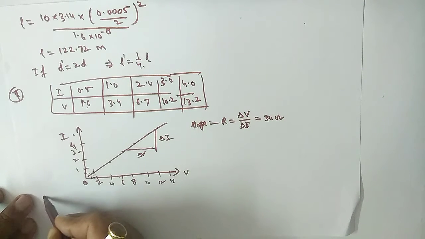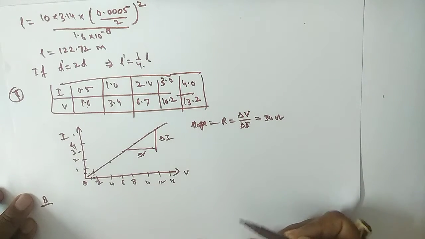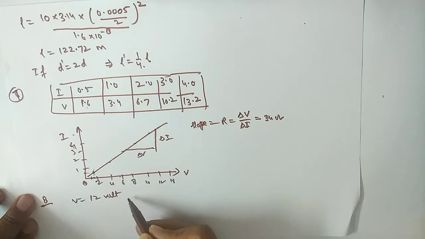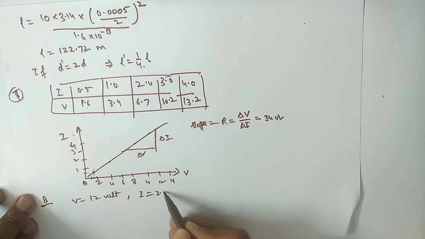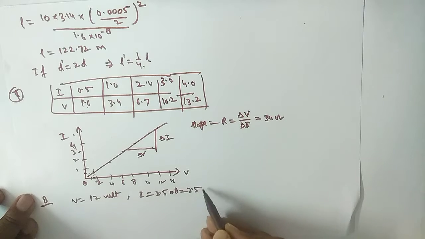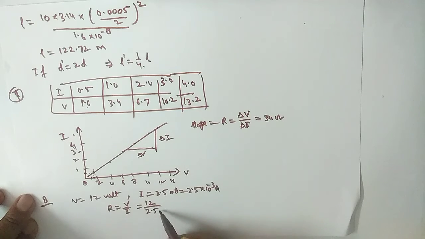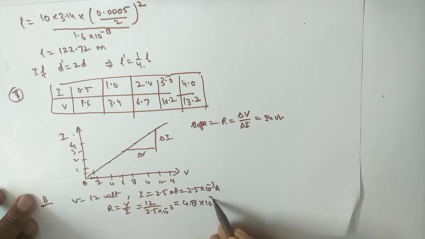Now come to question number 8. In this question, a 12 volt battery is given, V is equal to 12 volt, and the current is given 2.5 milliampere. Milliampere means 2.5 into 10 to the power minus 3 ampere. You have to find the resistance. Resistance is equal to V upon I, that is 12 upon 2.5 into 10 to the power minus 3, and the answer will come 4.8 into 10 to the power 3 ohm.